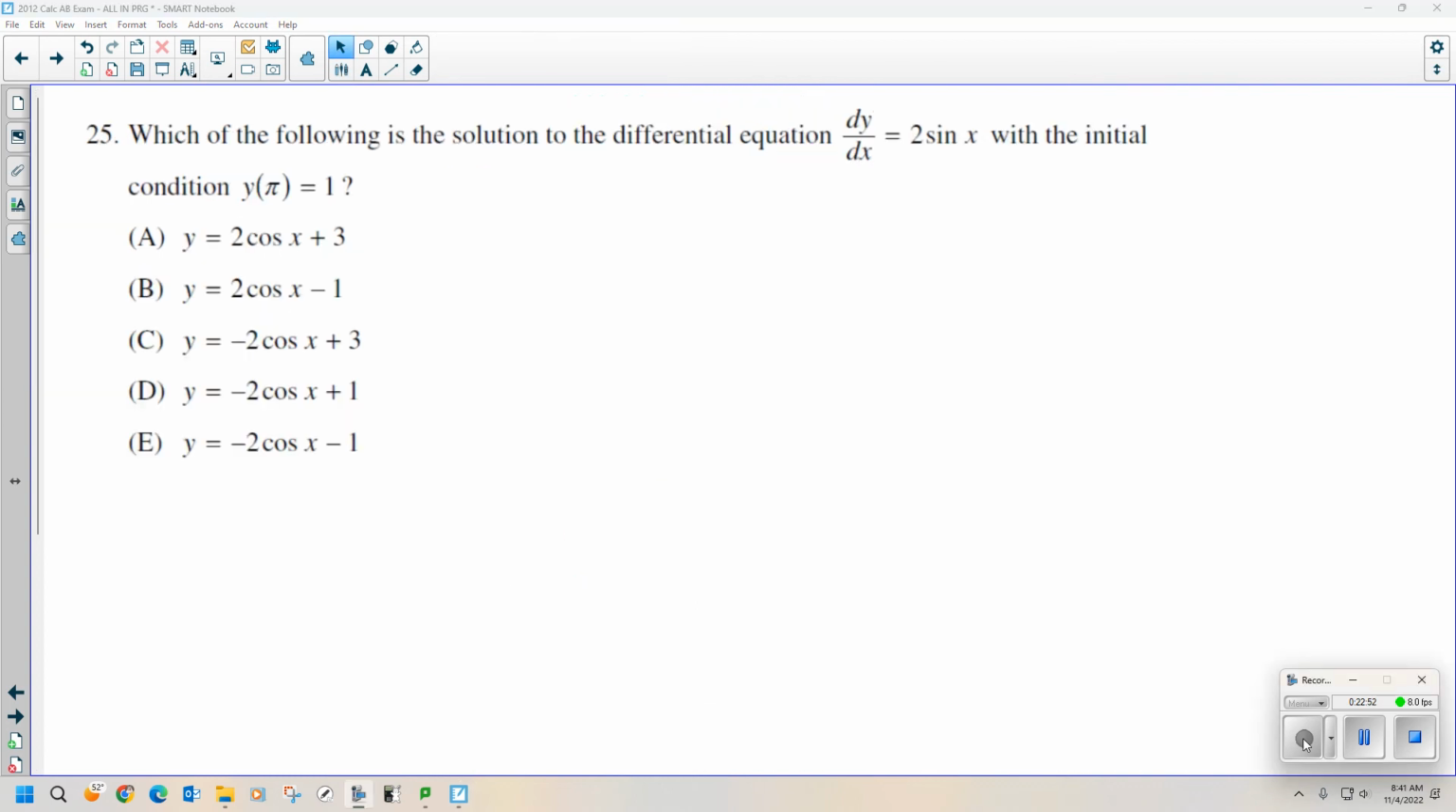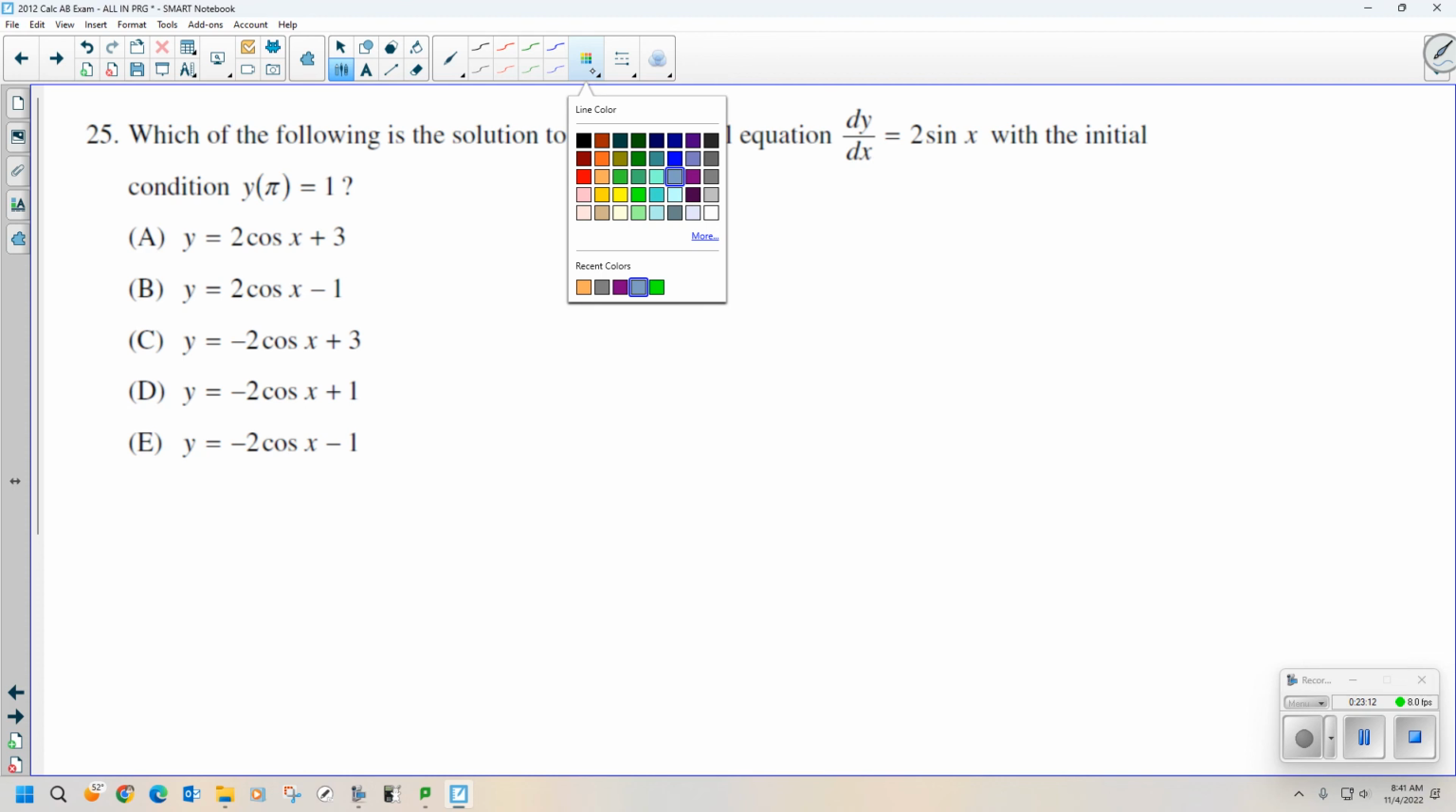Number 25 reads, which of the following is the solution to the differential equation dy/dx equals 2 sine of x with the initial condition y of pi equals 1? All right, I don't have to do separable differential equations, but I think I'm going to. I need to get the original equation. I have the derivative. If I want the original equation, all I've got to do is integrate the derivative.